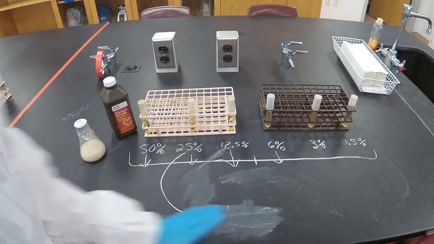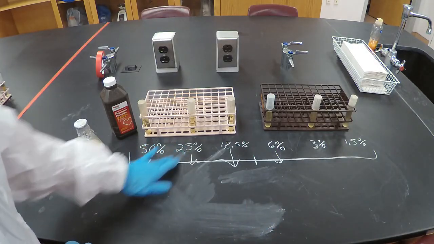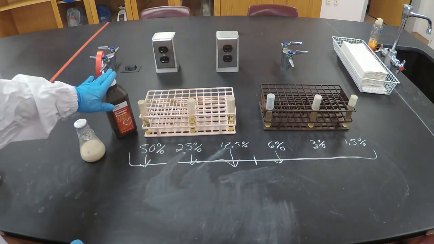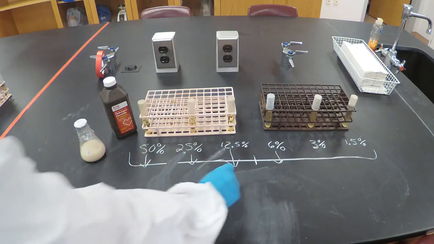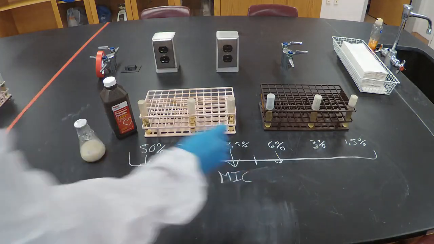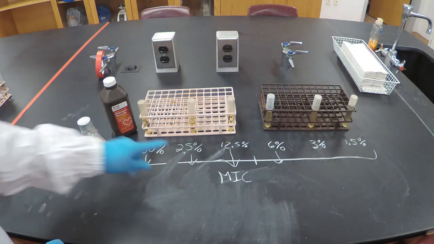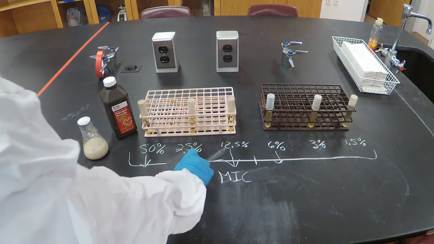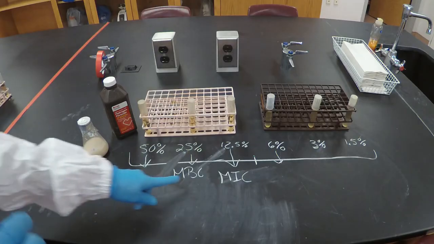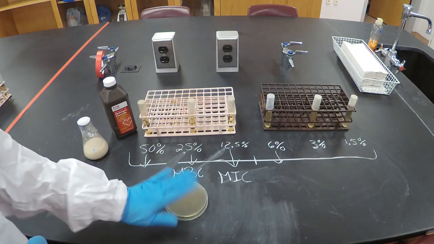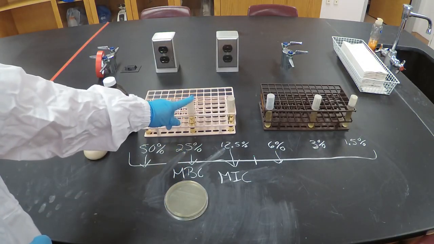So again, just to summarize, 12.5% of hydrogen peroxide is the minimal inhibitory concentration, because it's the minimal concentration that I need of hydrogen peroxide to stop the bacteria from growing, and 25 is the minimal bactericidal concentration. It's the minimal concentration that I need in order to kill every single cell that is inside that tube.